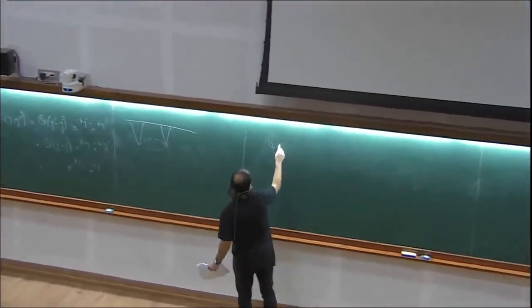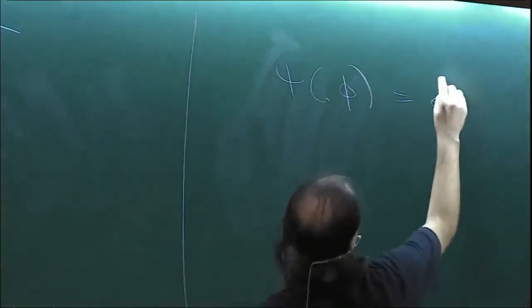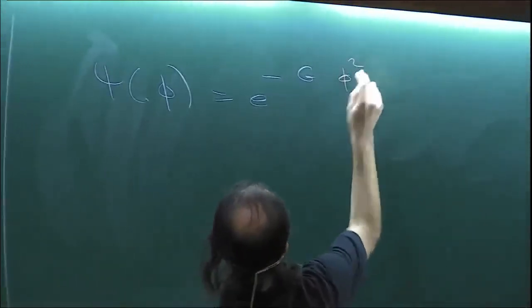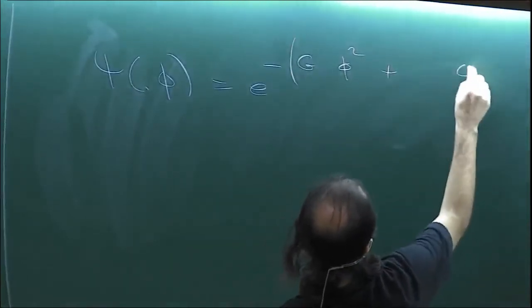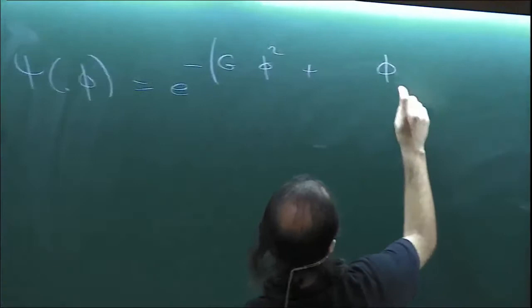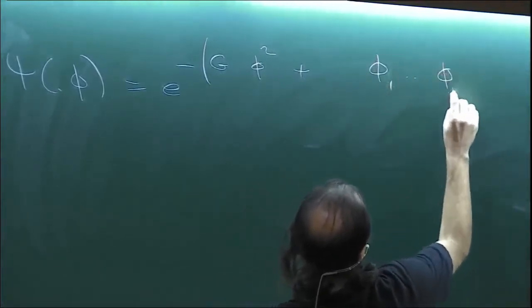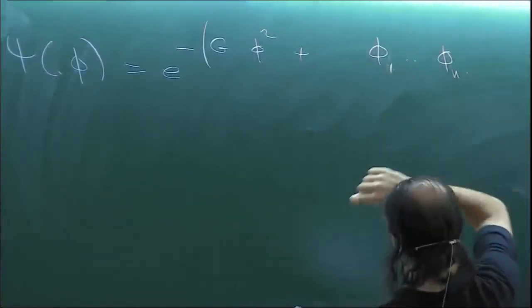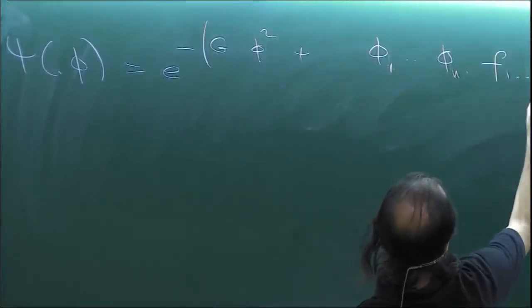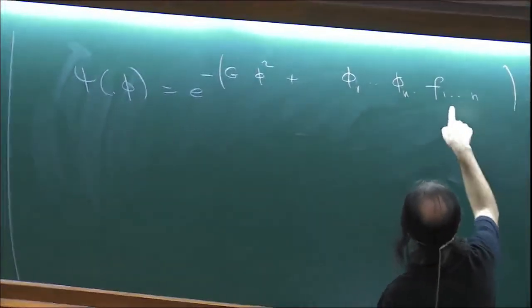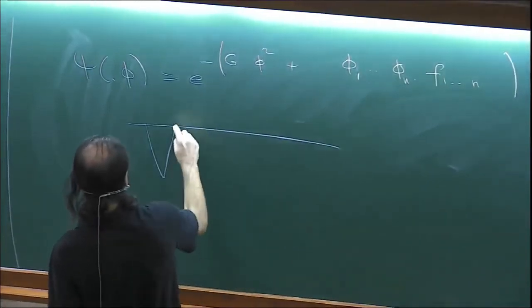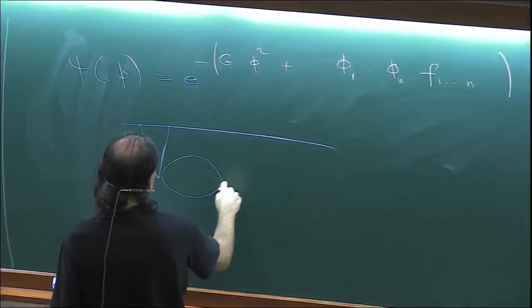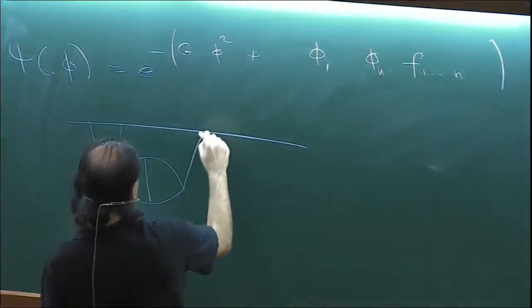So the general rule is that psi of phi is e to the minus whatever the Gaussian piece was, phi squared, plus, and then we have phi 1, phi n, and some f 1 through n. So these are the things that we're computing. And so if I have some complicated diagram that looks like this, it doesn't matter.